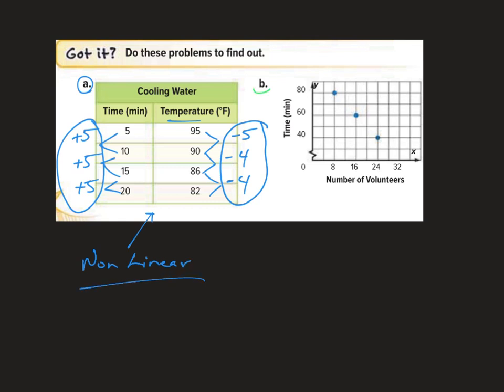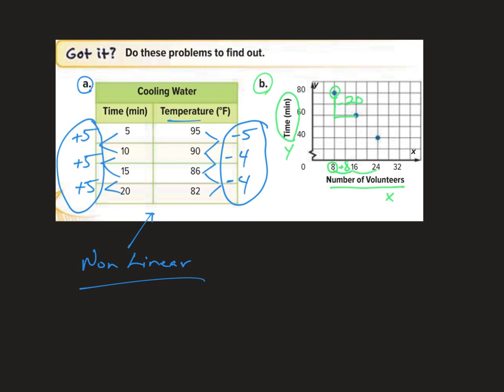So let's take a look at example B. Now we're going to be looking at a graph. So we've got time in minutes on the y-axis, and number of volunteers on the x-axis. And as we're reading our graph, at the 8-minute mark, we've got 80 volunteers. As we go 8 more minutes, so that's a plus 8, we go down from 80 to 60, which is a loss of 20 volunteers.